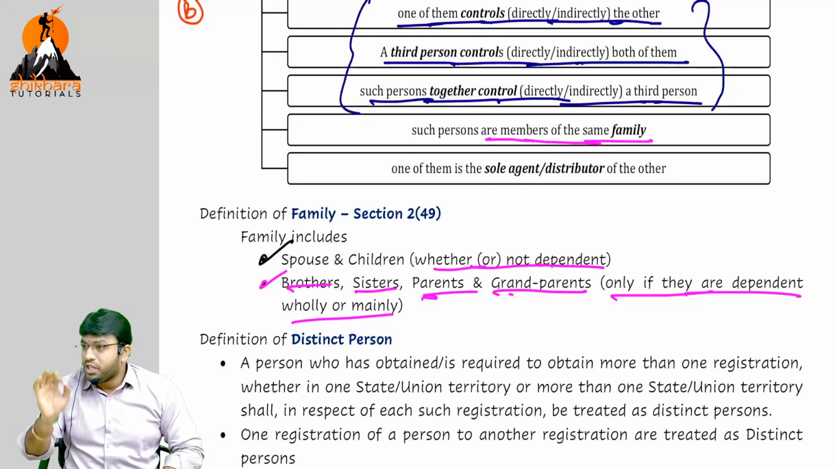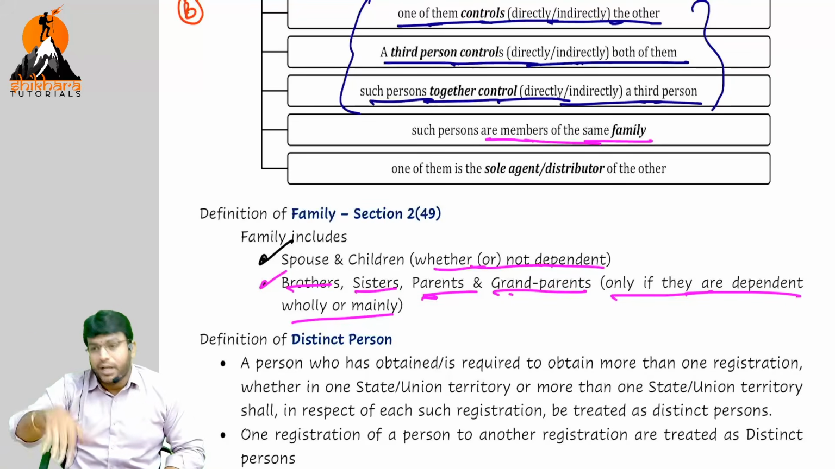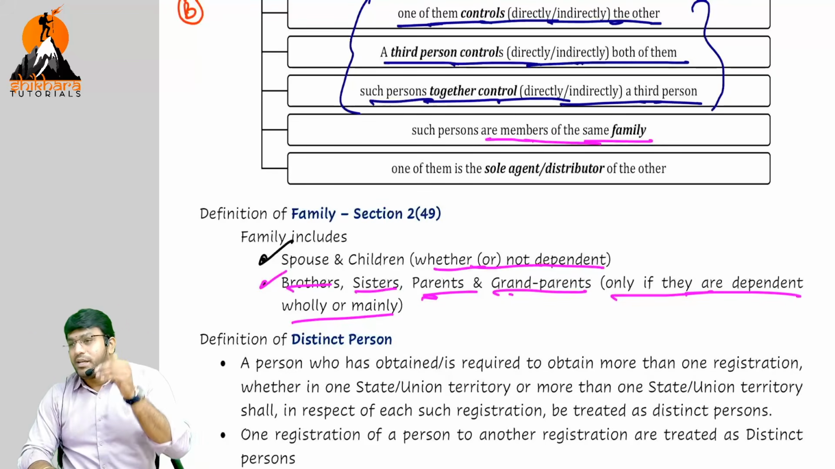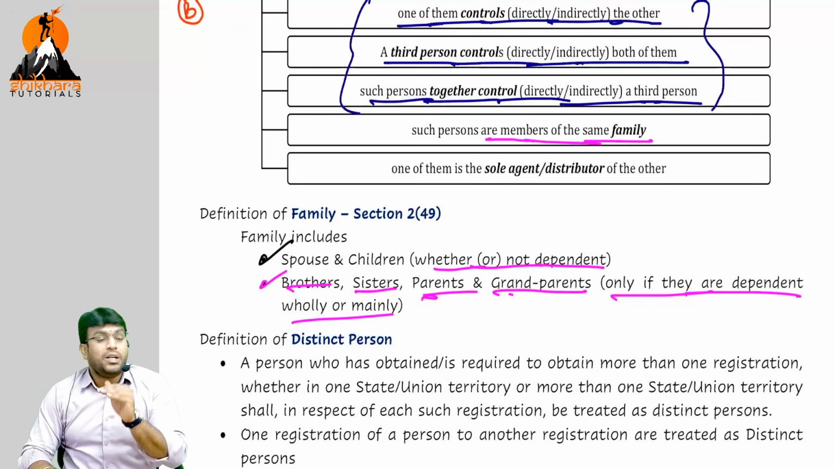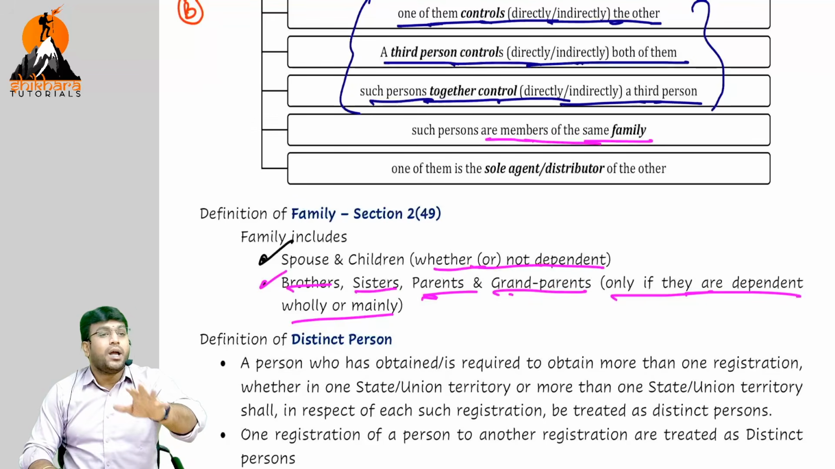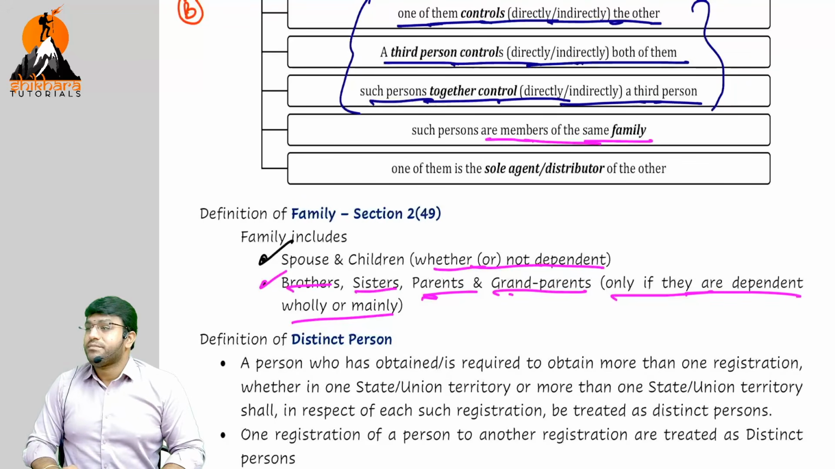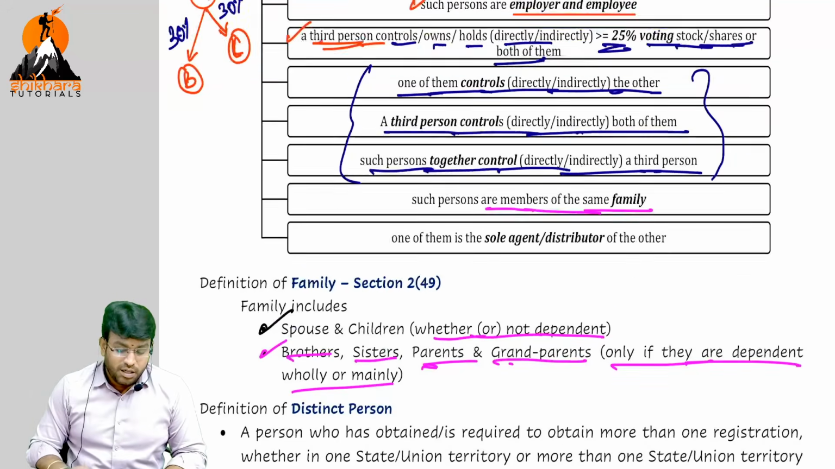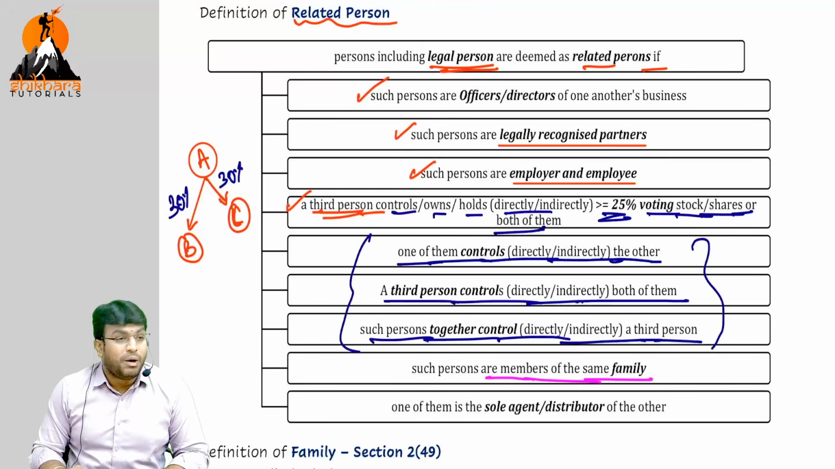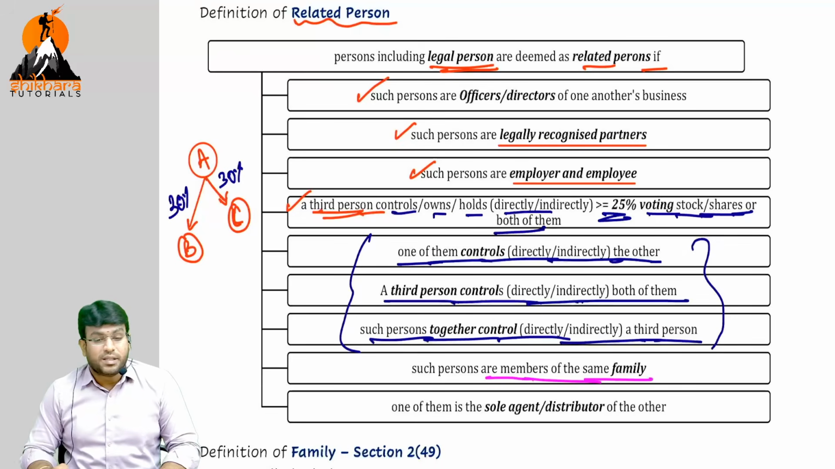I'm sure you got clarity. So spouse and children are always related, whether dependent or not. The other group, parents, grandparents, brothers and sisters, only if they are dependent, only or mainly. I'm sure we got complete clarity. Please reply, guys. Coming back to the discussion, we're talking about related person. Who is called a related person? Repeat again.